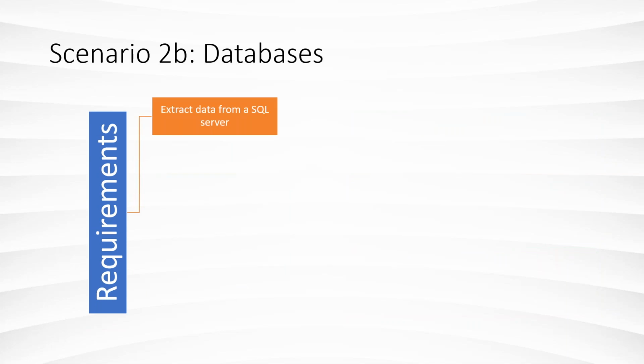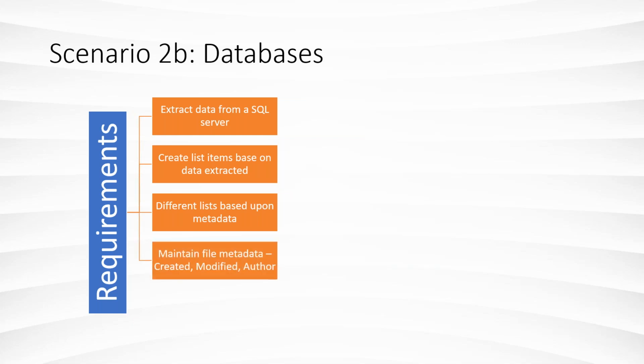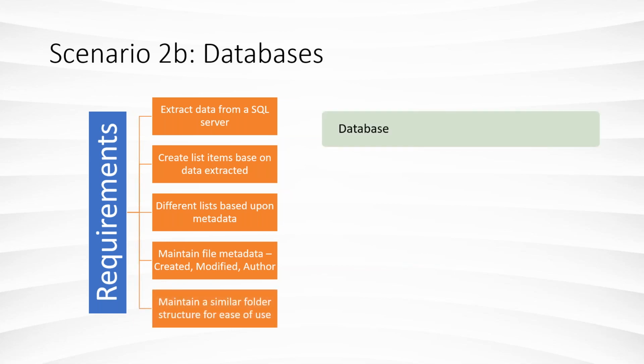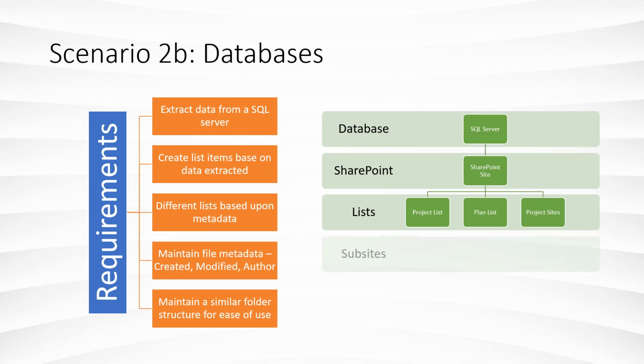Yeah, and actually, that kind of segues us right into 2B. This is an example of the same client, same department, same process actually, that evolved over time and got bigger. And we basically went from just extracting data from the SQL Server, putting it into a couple of lists that are different based upon the metadata, and then actually added in having to maintain files associated with those projects and those plans, and then maintain that similar folder structure at the same time that existed over in their old share drives.